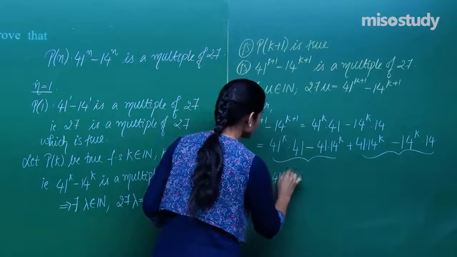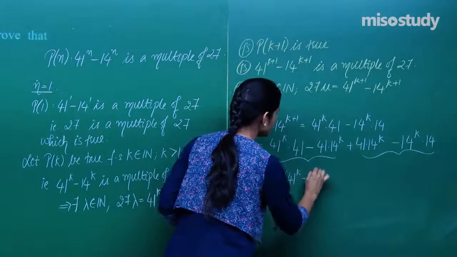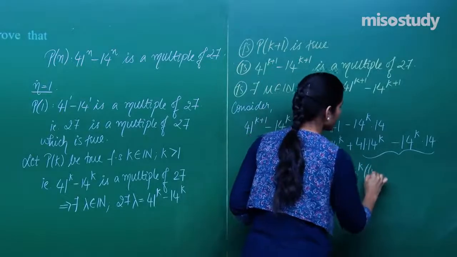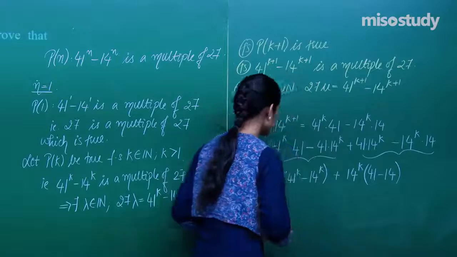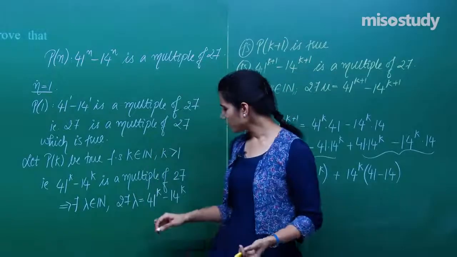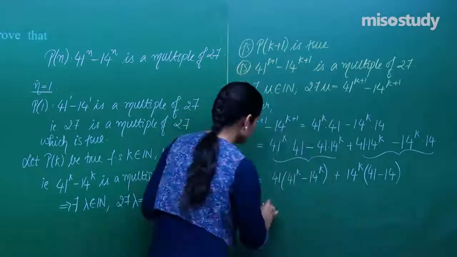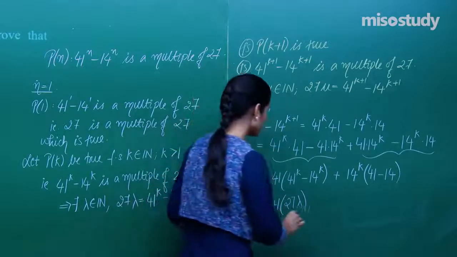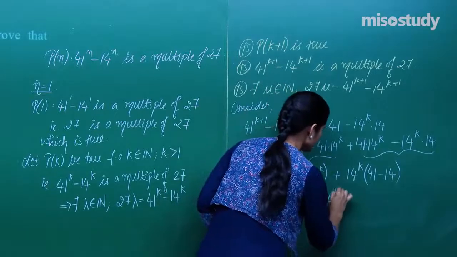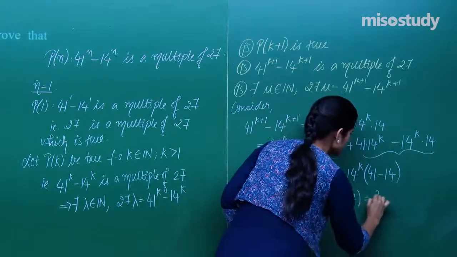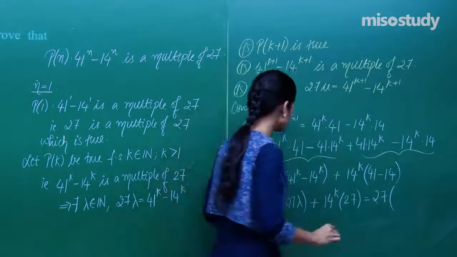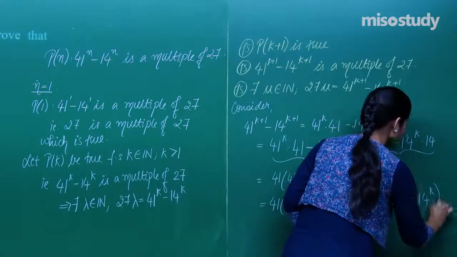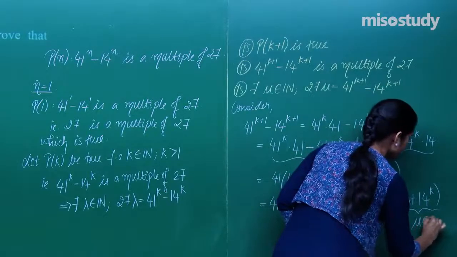From here you can see 41 comes out common. Inside you're left with 41 to the power k minus 14 to the power k, plus 14 to the power k comes out common. From here you're left with 41 minus 14. 41 to the power k minus 14 to the power k is already equal to 27 lambda. This is equal to 41 into 27 lambda plus 14 to the power k into 27. Clearly I can take out 27 common. I will be left with 41 lambda plus 14 to the power k. This is your natural number mu.